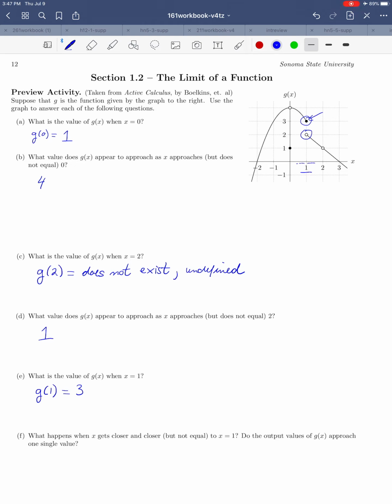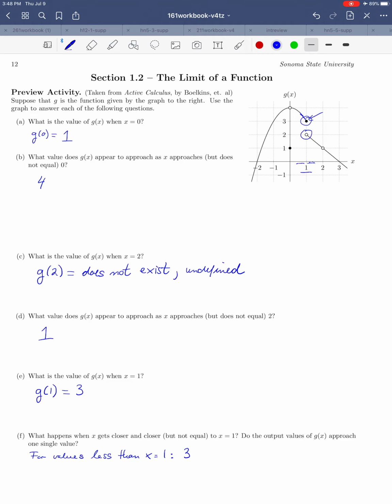They actually are asking us two questions. One, what's happening? And then the second part of the question is, do the output values that g of x approaches, does it approach one single value? Okay, let's see. So if we are going from the left, we are on the left side of our graph, and we seem to be approaching value 3. So for values less than x equal to 1, we are approaching 3.